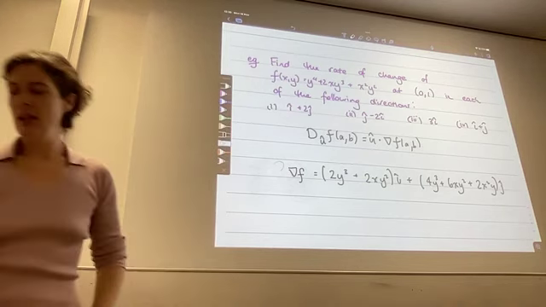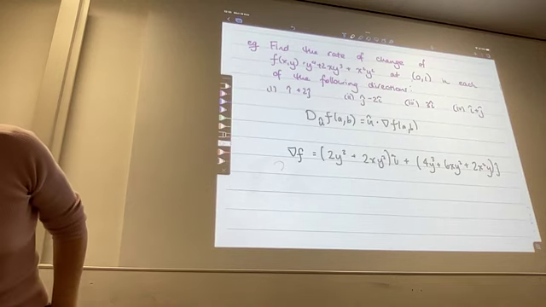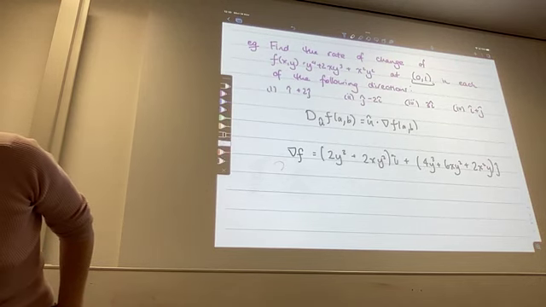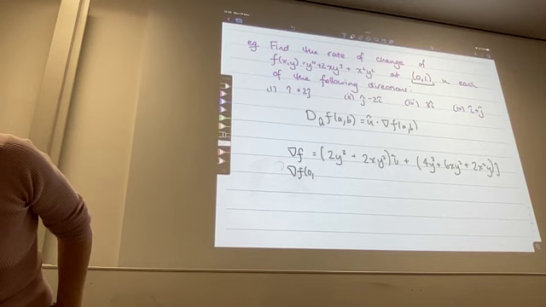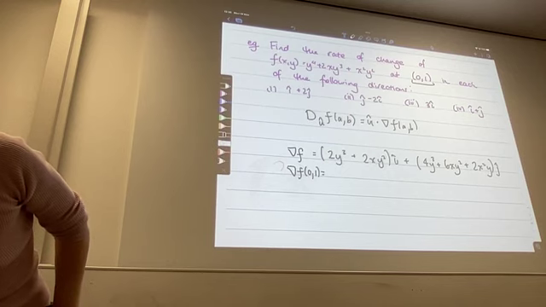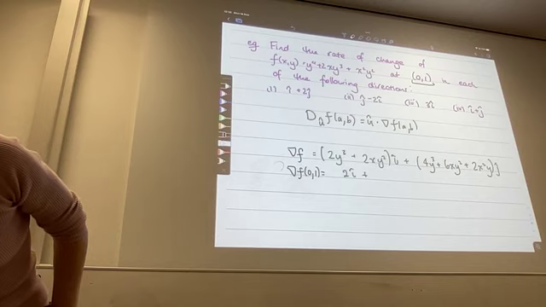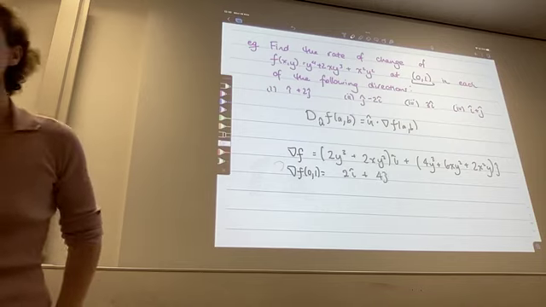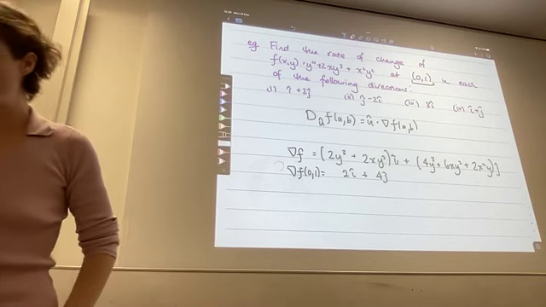But I'm particularly interested at the point (0, 1), which is a nice point because I get a whole lot of zeros. So that's going to give me 2i plus 4j, maybe? Yeah, okay.